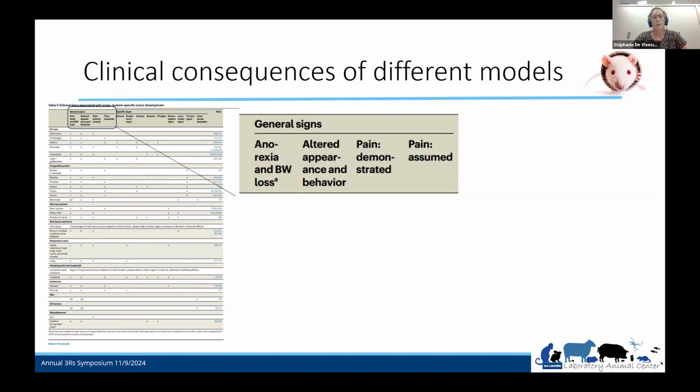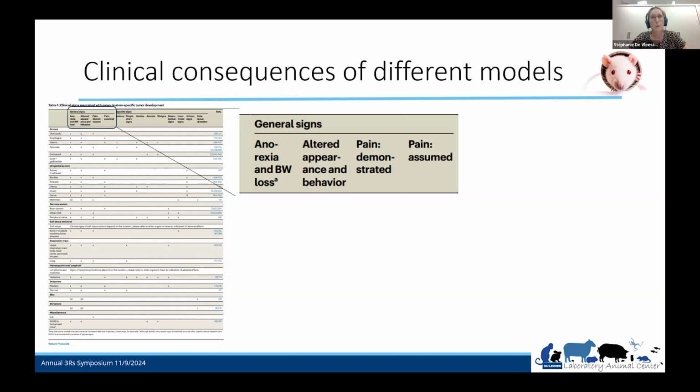So for our adverse effects or our clinical signs, we made a distinction between general signs and specific signs. And for the general signs, we decided that these were anorexia and body weight loss, altered appearance and behavior, where you can evaluate the fur and the behavior of the animal, for example, but also if animals are hunched or not. And then also pain. And there we made a clear distinction between demonstrated pain and assumed pain.